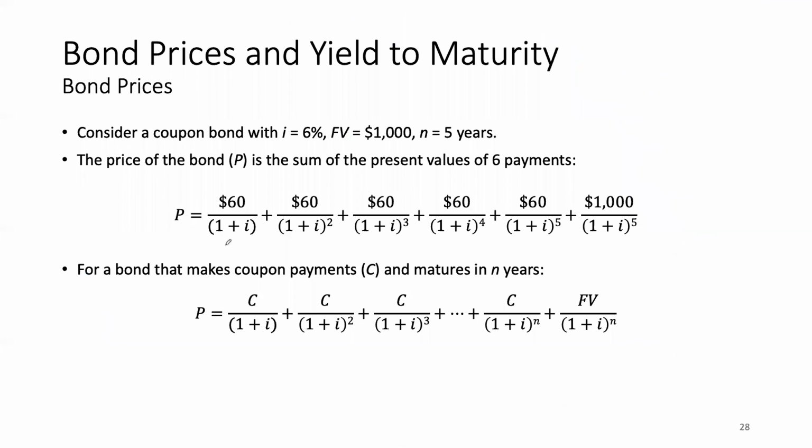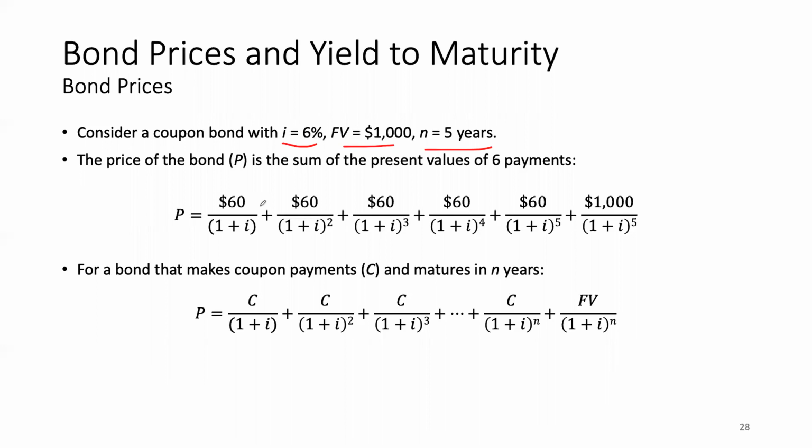Okay, so here's an easy example to get the ball rolling, right? Suppose we start with a coupon bond where the interest rate is 6%, right? The interest rate and the coupon rate are terms which are used interchangeably. So if I say interest rate on the bond or coupon rate on the bond, I mean the same thing, okay? So this has an interest rate or a coupon rate of 6%. The face value of the bond is $1,000, and the time to maturity of this bond is 5 years, okay?